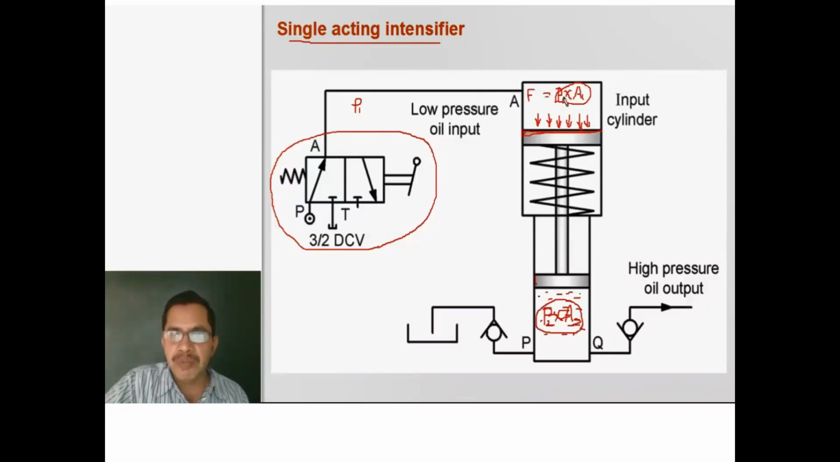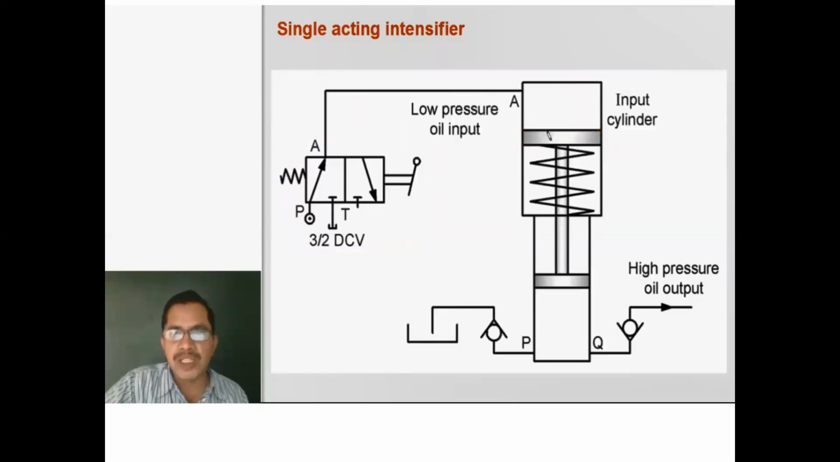And if we consider packing friction, then P1 A1 minus the packing friction in the big cylinder, that is F1, minus the packing friction in the small cylinder, that is F2, is equal to P2 A2. So P2 will be P1 A1 minus F1 minus F2, divided by A2. Now we shall see the operation of this single acting intensifier.